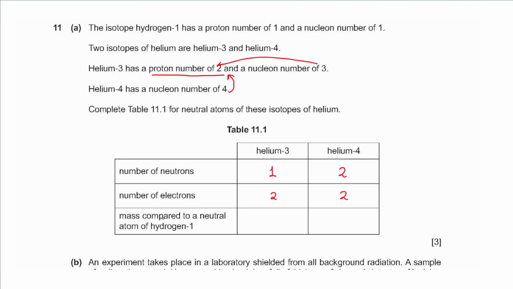Lastly, we compare the mass to a neutral atom of hydrogen 1. So for helium-3, the comparison is from 3 to 1, so that is 3 times, and 4 to 1 for helium-4, so it is 4. So 3 for helium-3 and 4 for helium-4.